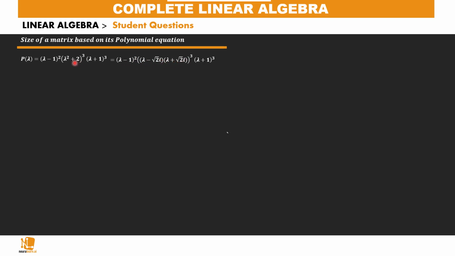That's because here we have this quadratic equation, which we have simplified into this. And now we have all this cubed into lambda plus 1 cubed. We write this out, we have lambda minus 1 all squared into just this part cubed times just this other part cubed times lambda plus 1 cubed. And now counting all these powers, we have 2 plus 3 plus 3 plus 3, which gives us 11. And that tells us that the matrix which gave us this polynomial equation is an 11 by 11 square matrix.